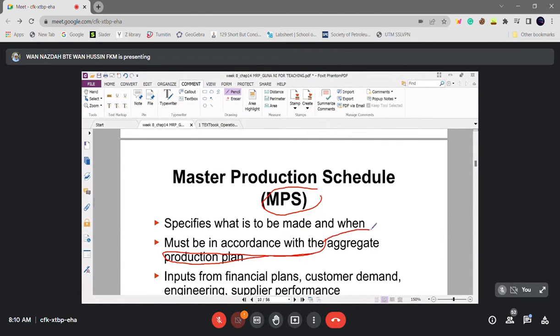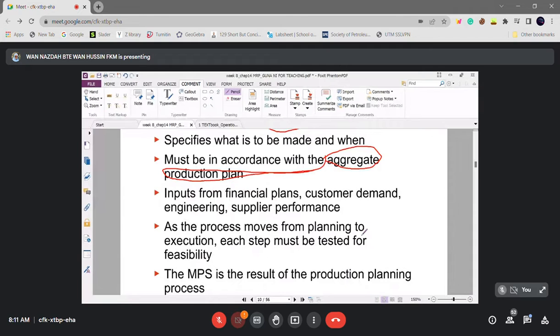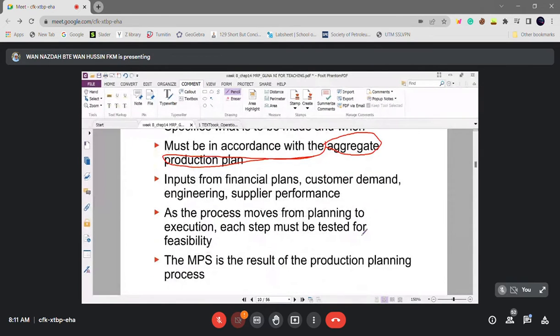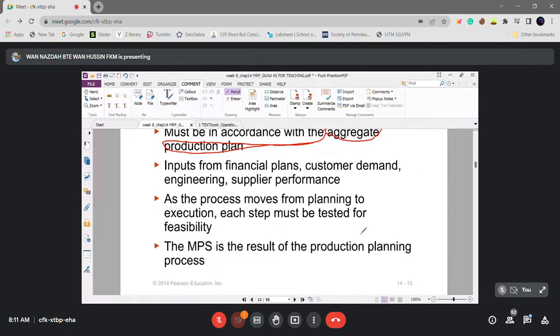So what is the difference between the master production schedule and the aggregate production plan? Let's see. All right, can you read through your notes? Okay, and make sure you understand what it means by those phrases.